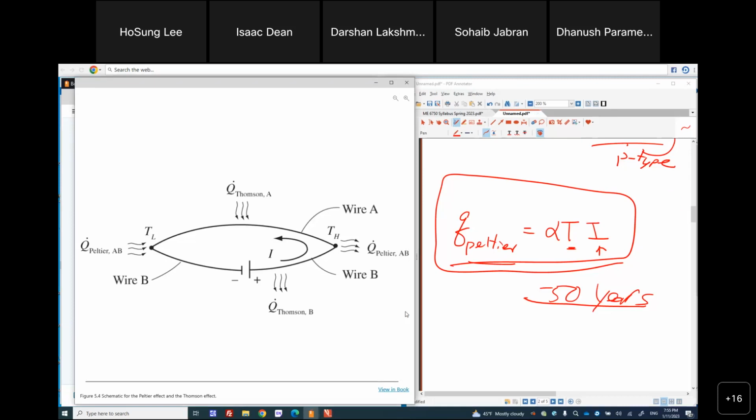Then there will be Thomson always, because I told you, temperature difference and current. Again, if temperature is uniform, but you pass current, then there is heat flow. Once there is heat flow, there is a Thomson effect again.